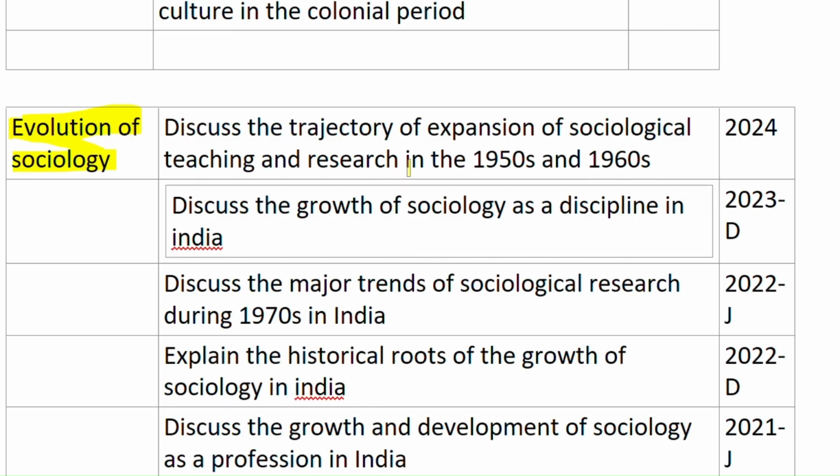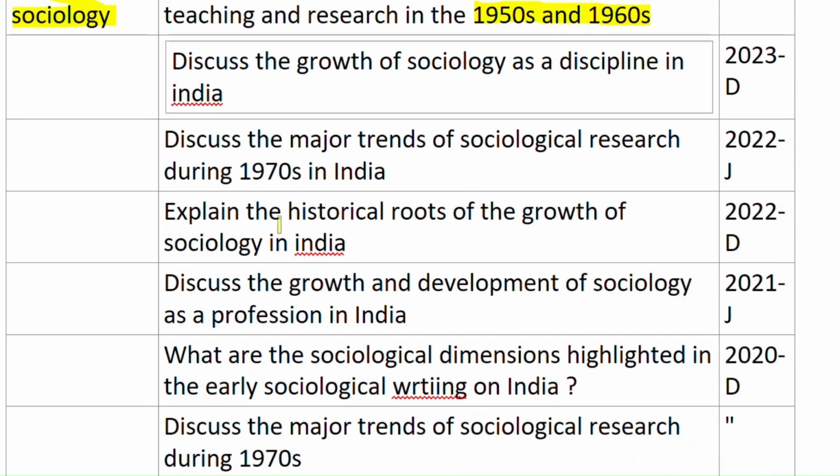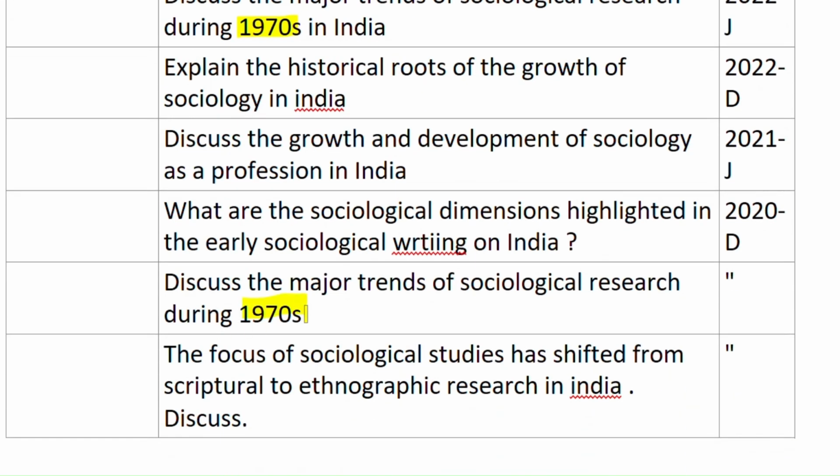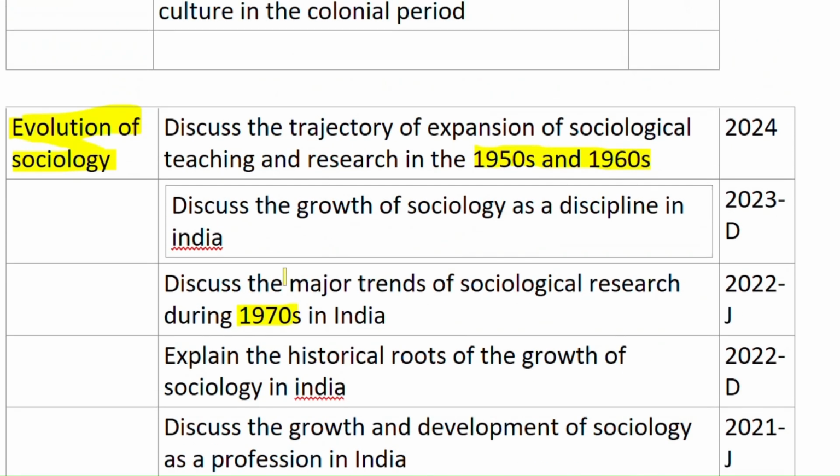So, the evolution of sociology. In the 1950s and 60s, what happened? In the 1970s, what happened? Again the 1970s questions emerge. In 2025, no questions were from this topic, so we can expect this for the 2026 examinations.